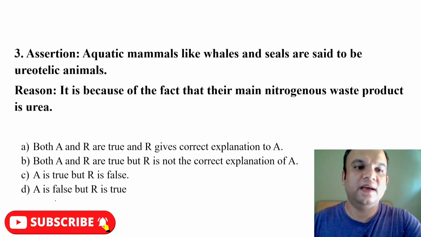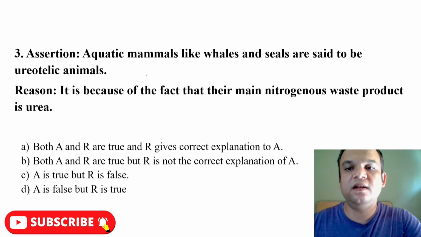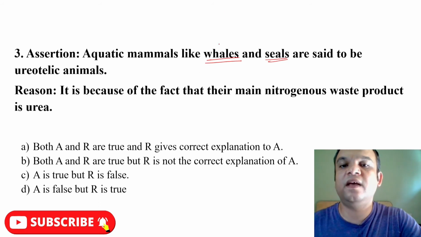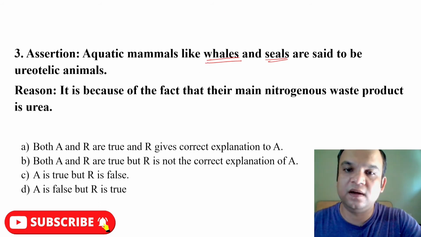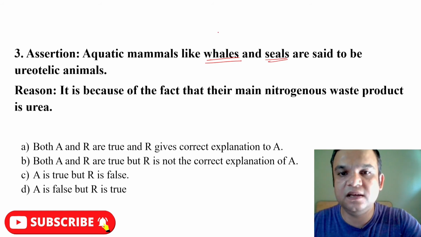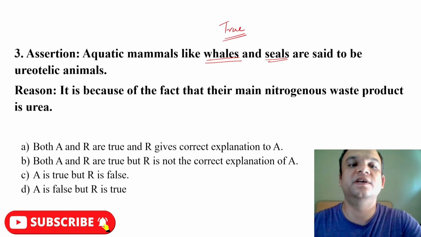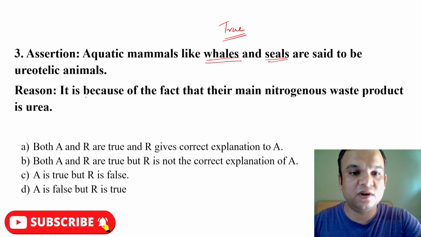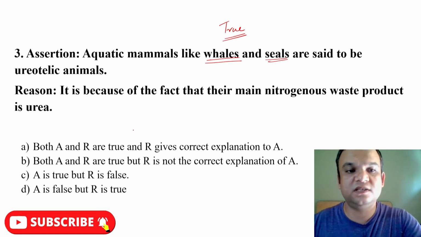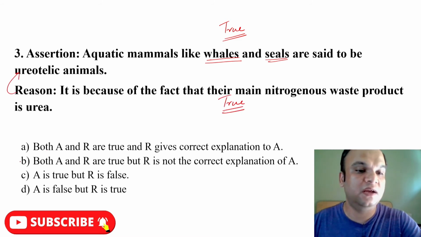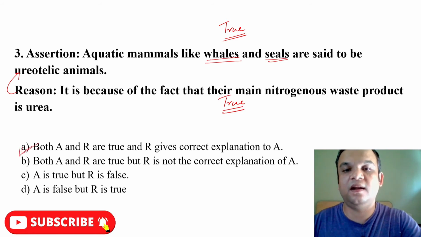Next question is, aquatic animals like whales and seals are said to be ureotelic animals. According to the physiology of the mammals, they can only excrete urea. So whales and seals also excrete urea, and that is why it is a true statement. Reason states that it is because of the fact that their main nitrogenous waste product is urea. This is just a true statement. Reason is giving the explanation to the assertion, and that is why A will be the correct answer for this particular question.